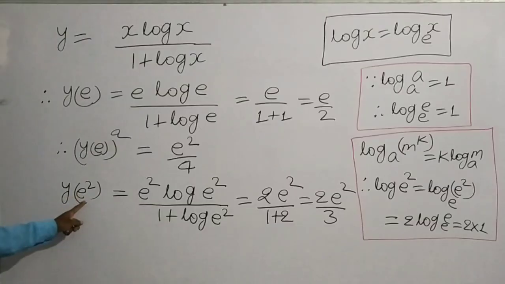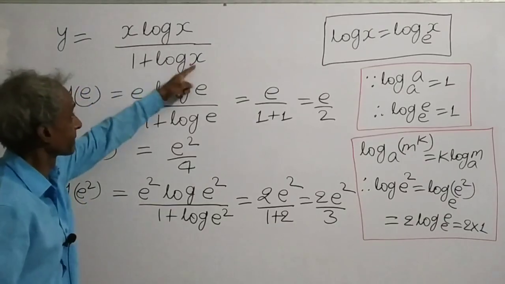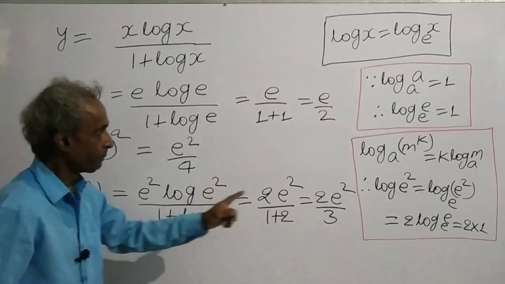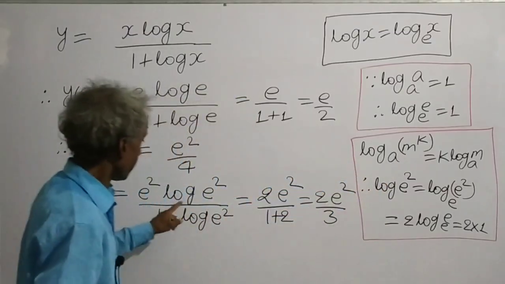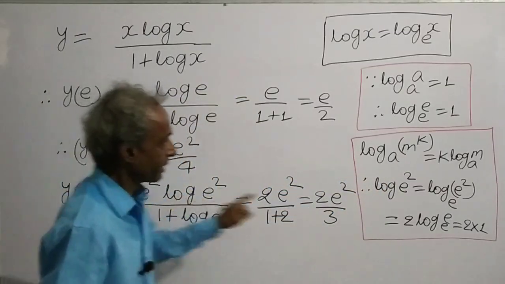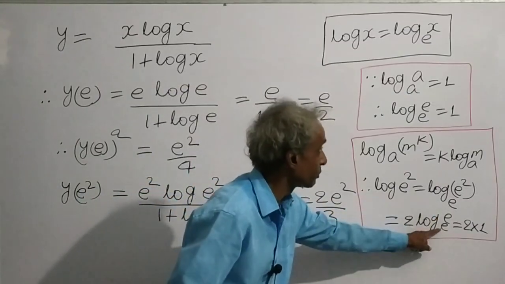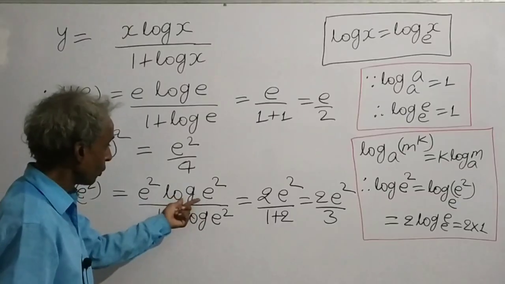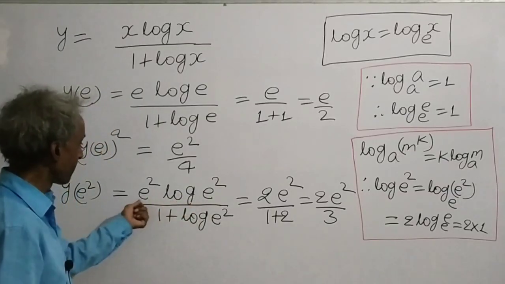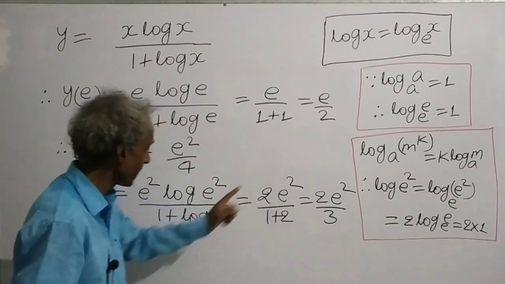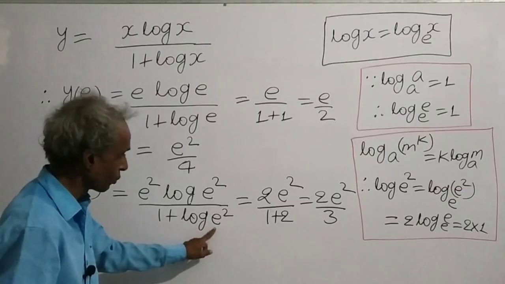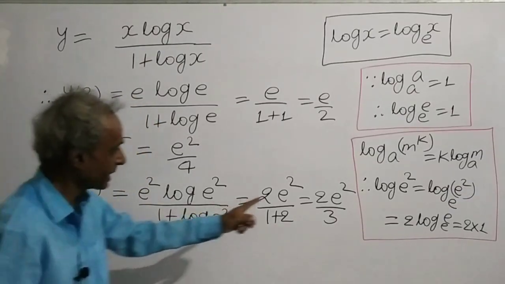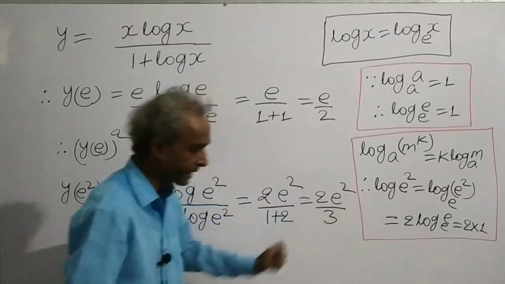When we put e square in place of x, then the value of y will be this. By using this formula, this will be 2 times log e to the base e, means 2 times 1, means 2. Here will be 2. 2 times e square, 2e square. 1 plus 2, 3. Therefore, y(e square) will be 2e square by 3.